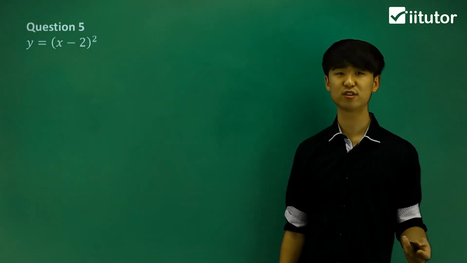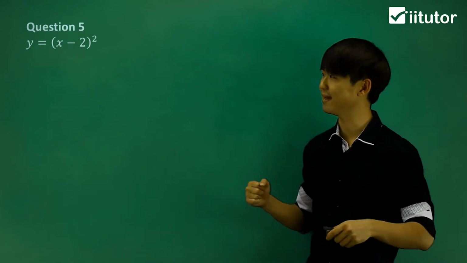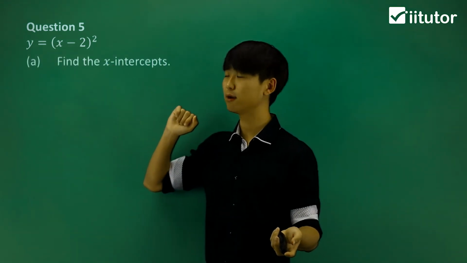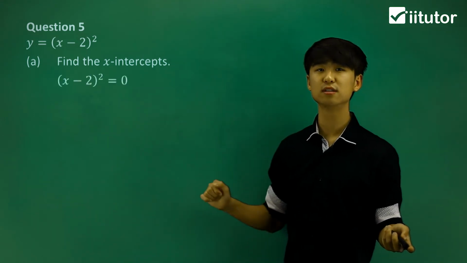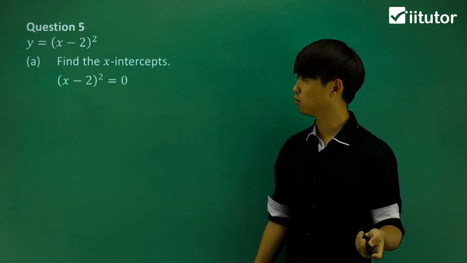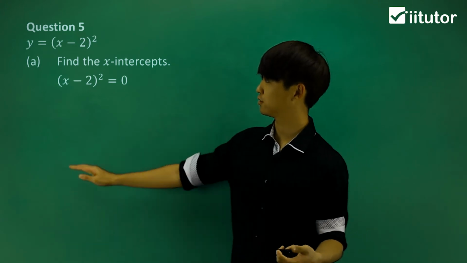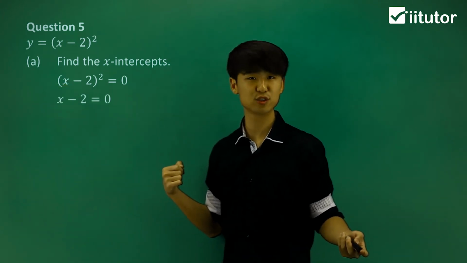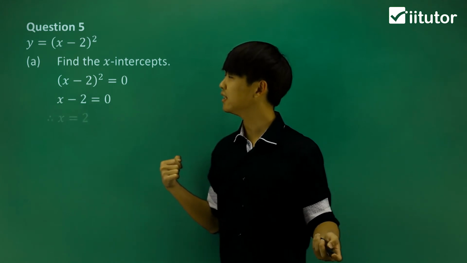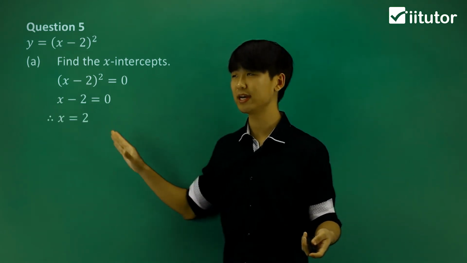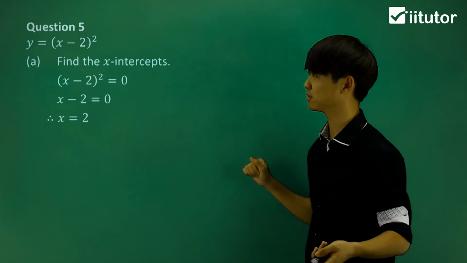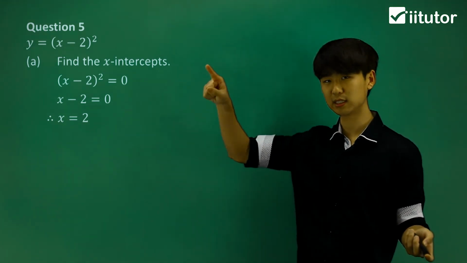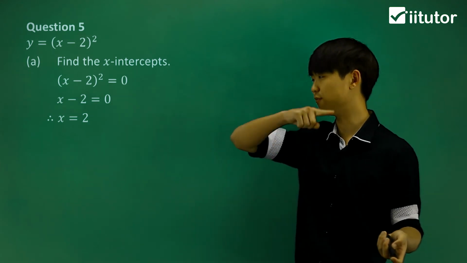Okay, question 5. So y is equal to (x minus 2) squared. Finding the x-intercept, let's make y equal to 0. I want to find the value of x. So (x minus 2) squared equals 0. Then x minus 2 must equal 0 as well, so x must equal 2. Therefore that is my x-intercept. There's just one x-intercept, which means there's a double root at x equals 2, it just bounces off there.